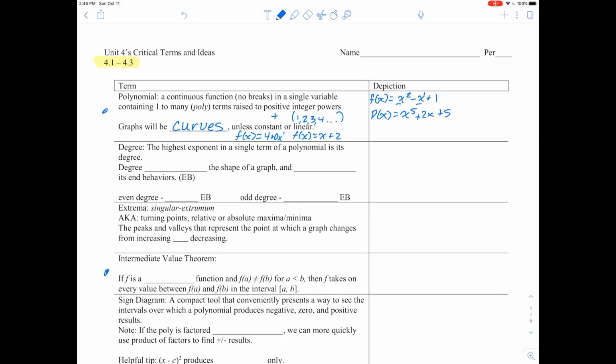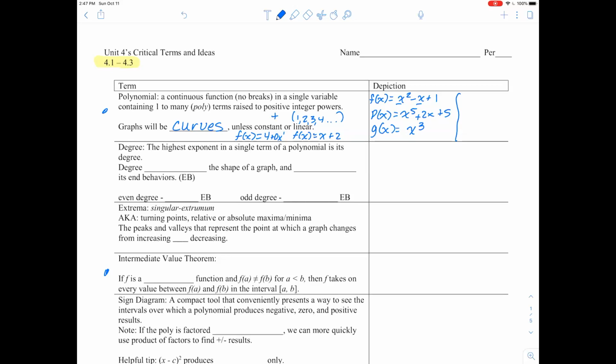Those are both trinomials that I've written there. They have 3 terms to them. You could also have a monomial like this. g of x is equal to x cubed. That's another polynomial. As long as all of the variables are the same and the exponents on those variables are positive integers, it's a polynomial.